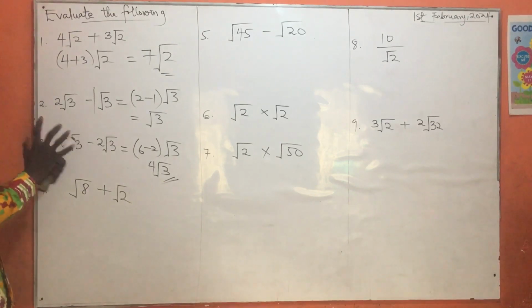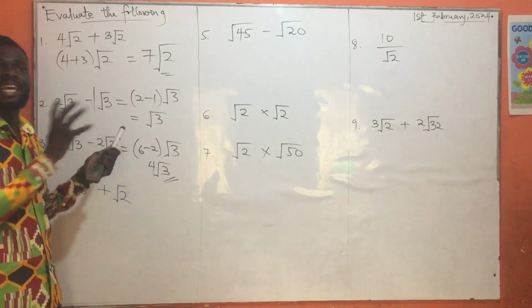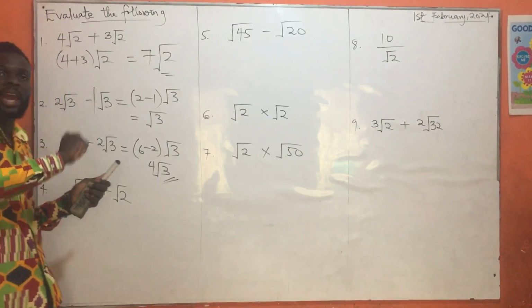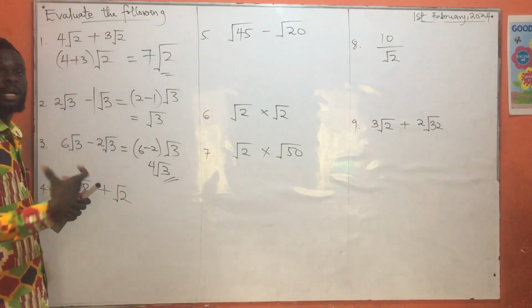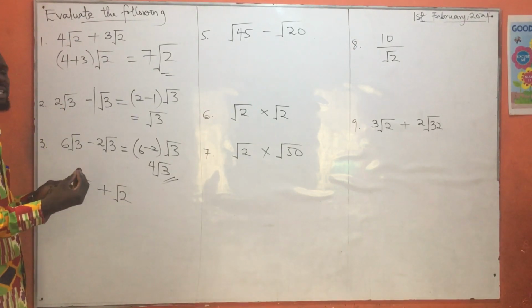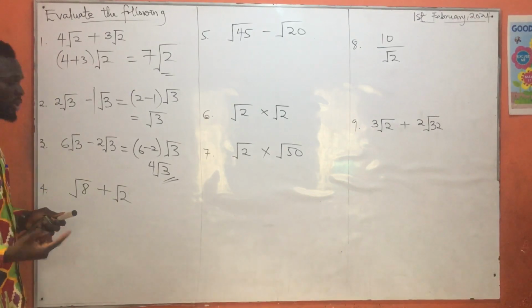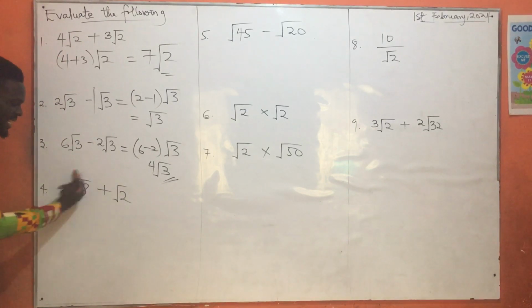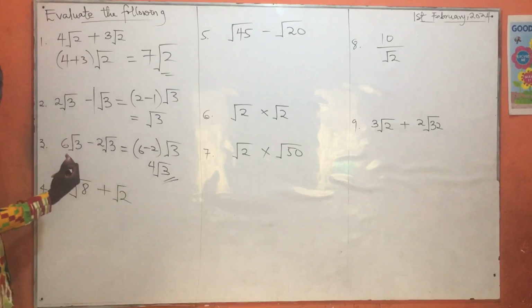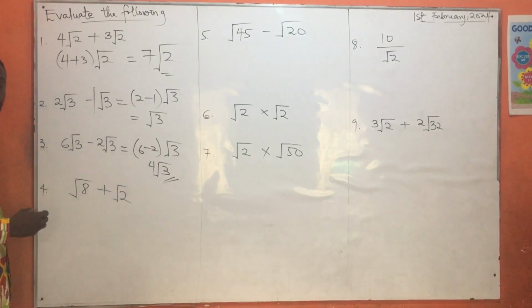We should take note of this, that once we are subtracting or adding surds, each possibility is based on the surd that you have. If the surds are equal, then you can perform the operation. But if the surds are not equal, then there is something to be done. So let's look at the number 4. Now you have root 8 plus root 2. We cannot add these two surds because they are not the same.